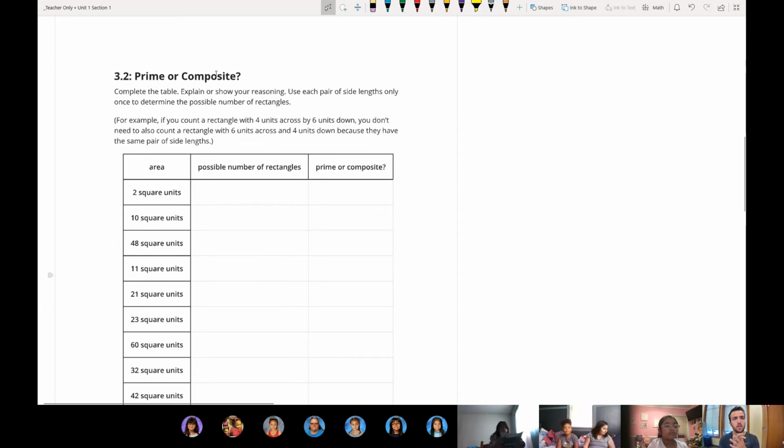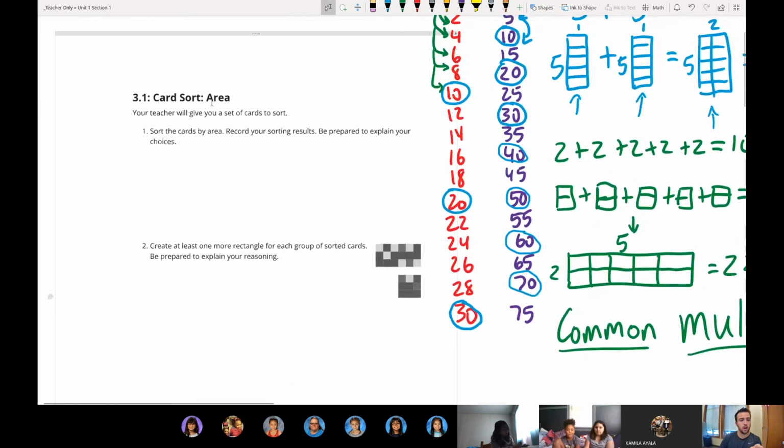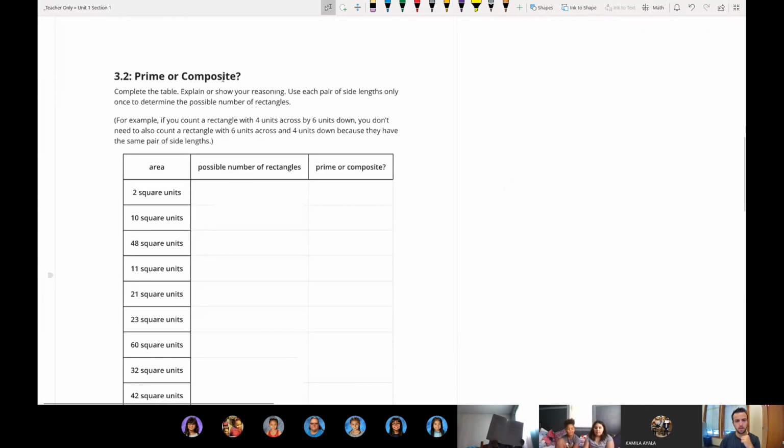3.2 Prime or Composite. This was posted on Teams. It's in your packet if you have it. It's in the workbook too. So it should just be the next page from this card sort area that you had. Whether it's the workbook or the packet, it's the next page. Prime or Composite, that's the name of it.